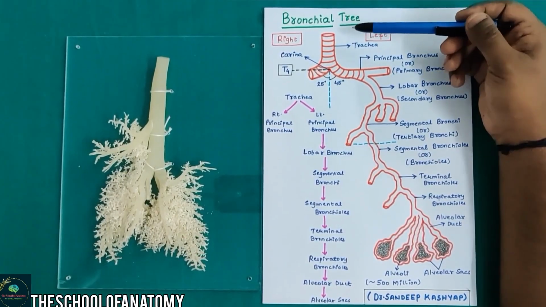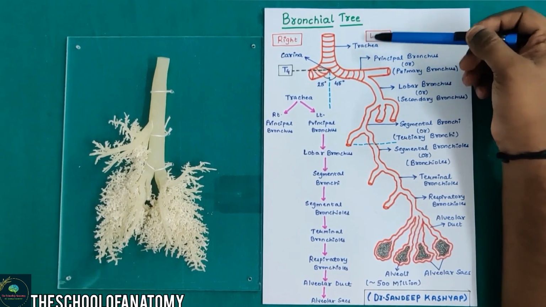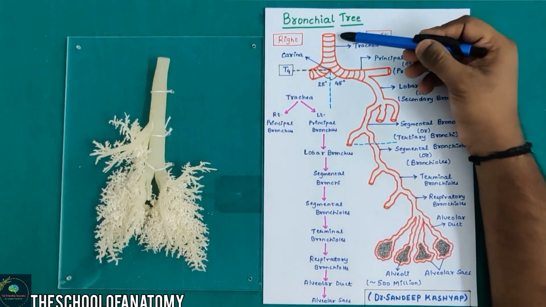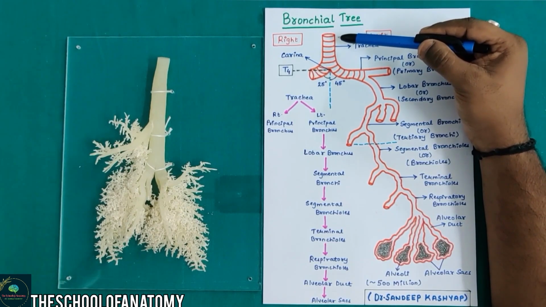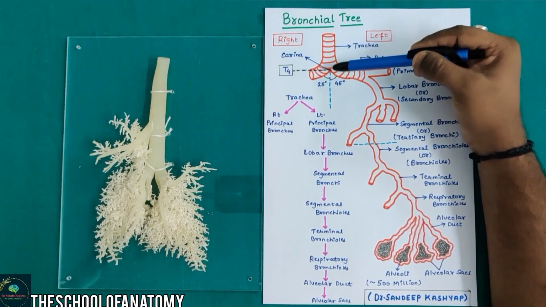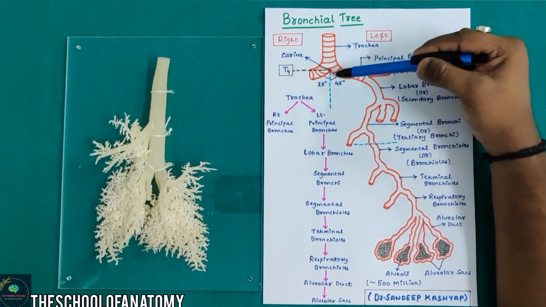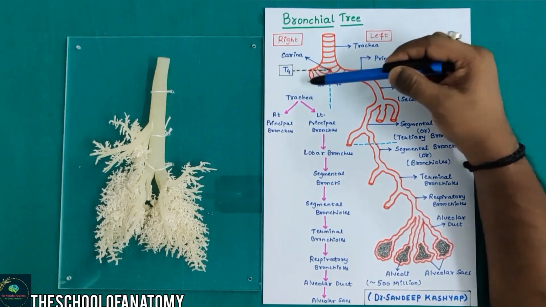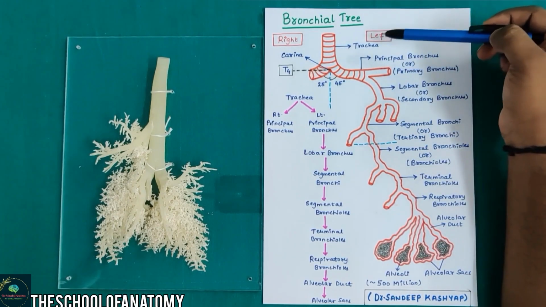Lastly, let's discuss the bronchial tree. The bronchial tree starts with the trachea, and the trachea starts at the level of cervical vertebra number 6. Then it travels down the entire length of the neck, and when it reaches the lower border of thoracic vertebra number 4, it bifurcates into two principal bronchi on either side, on the right and on the left side.